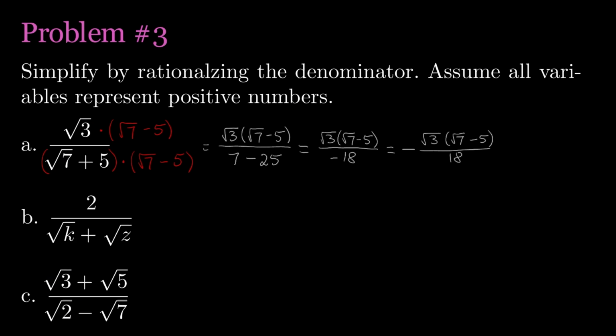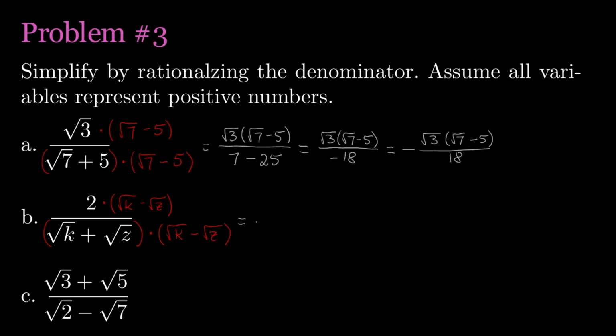In part B, we have two square roots, but it's still just a sum of two expressions where they are possibly square roots. So we again multiply by the conjugate, which in this case is the square root of k minus the square root of z, what we multiply into both the denominator and the numerator of our fraction.